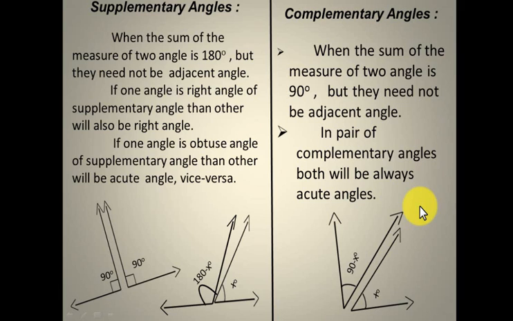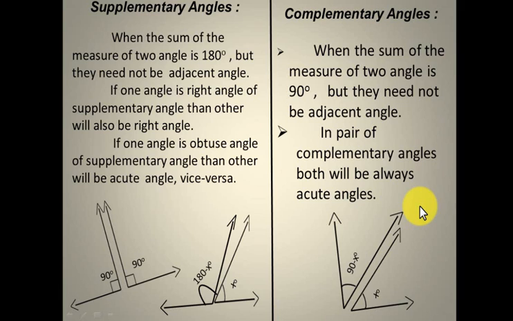But if they are close to each other and their total is 180, we will call it a supplementary angle. As in this, both are right angles. When one is a right angle, the other will be a right angle. I can tell that this diagram is of supplementary angles. If one is acute, I have to tell the other is obtuse.